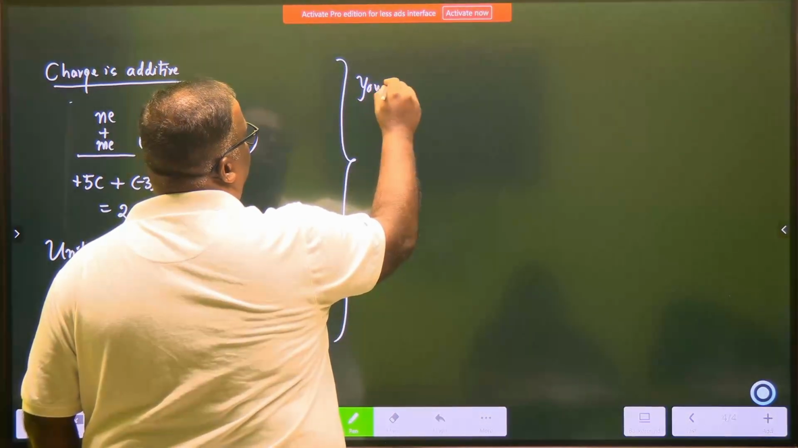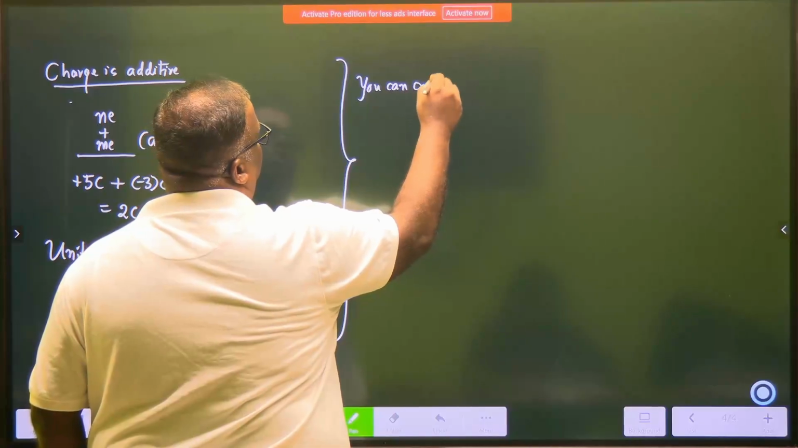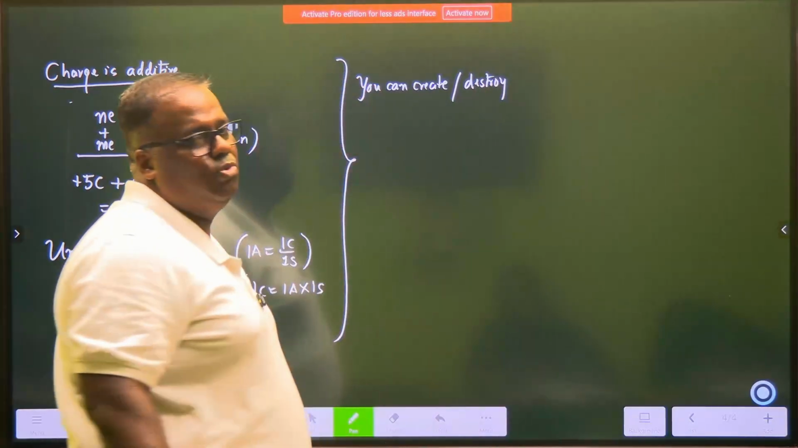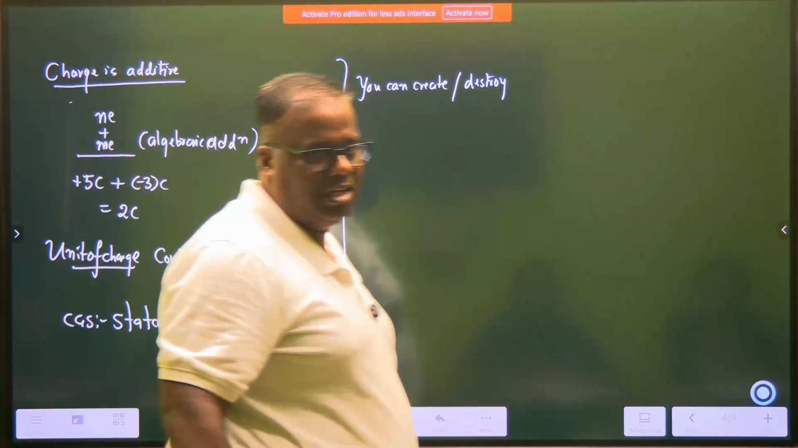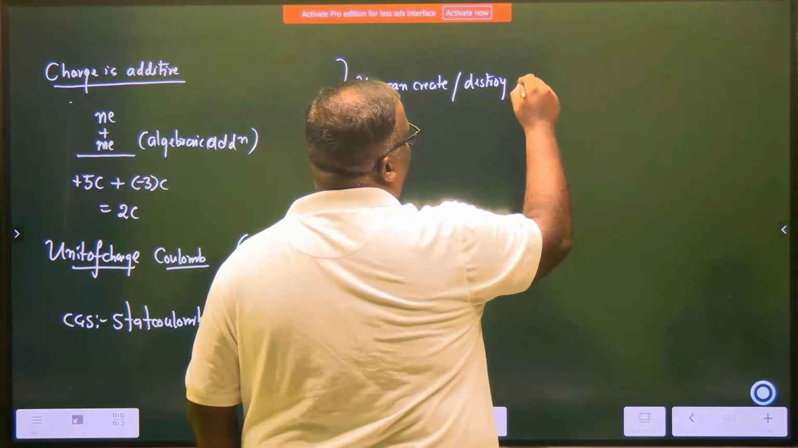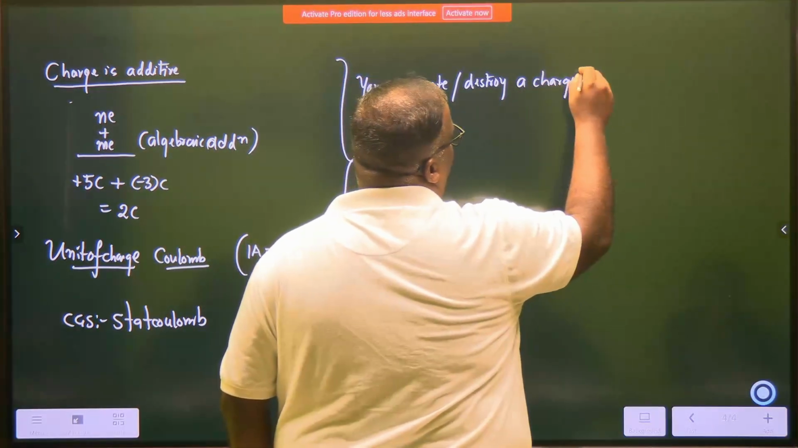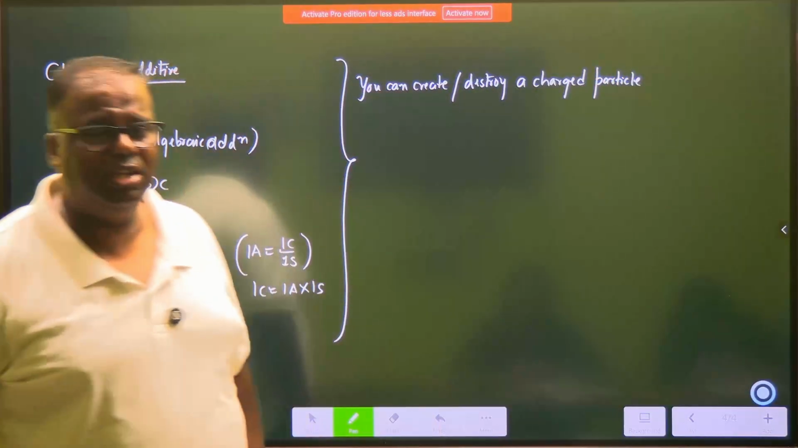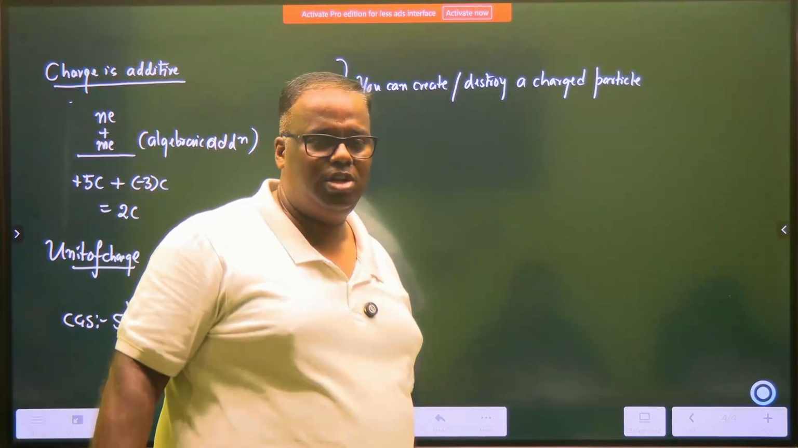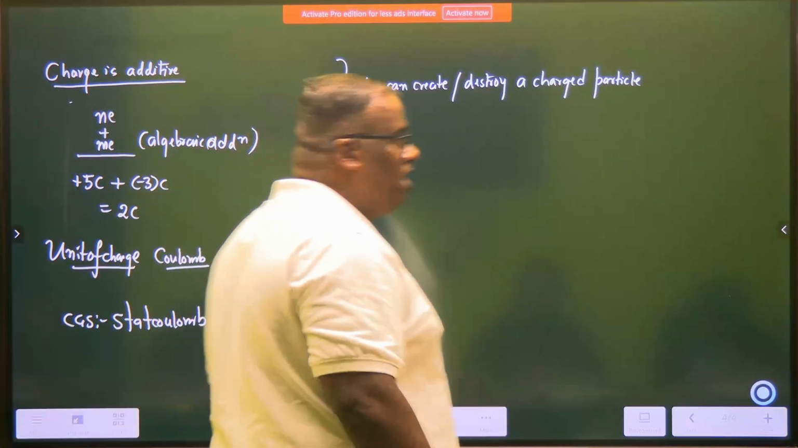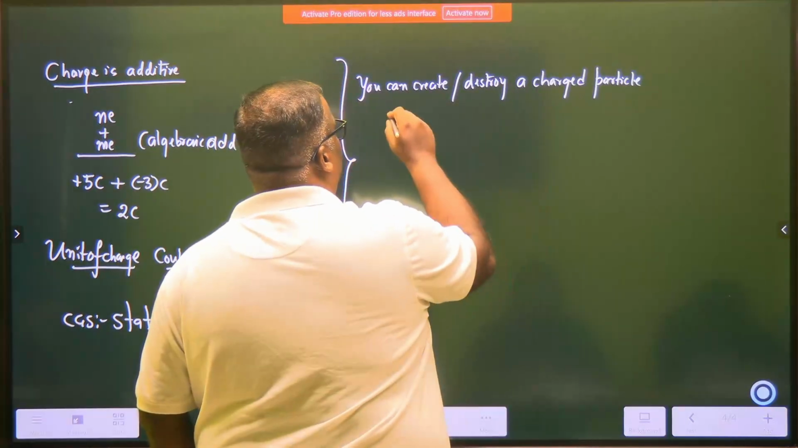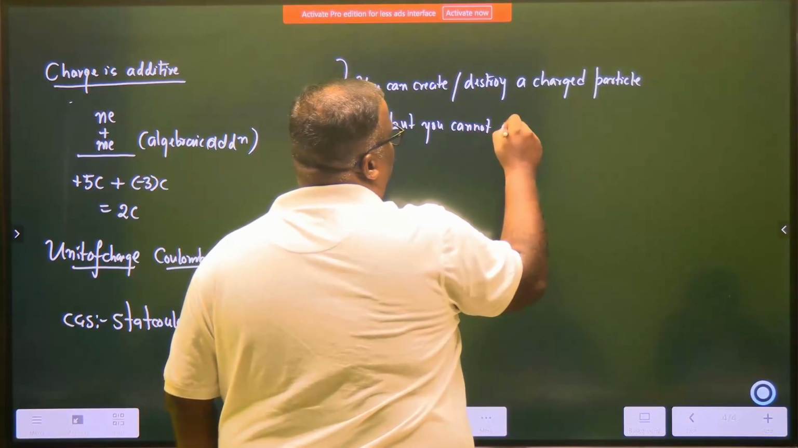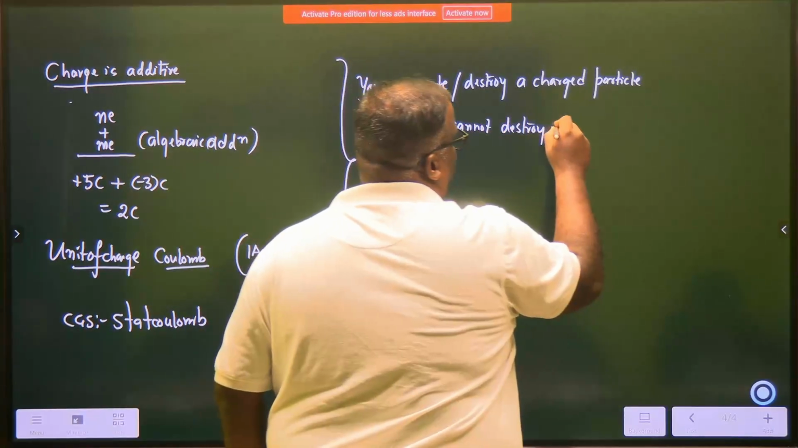You can create, or you can even destroy, or the other word we use is annihilate, A-N-N-I-H-I-L-A-T-E. You can create or destroy a charged particle. Now you will say, sir, how is this possible? Radioactive reactions: you can create a beta particle, you can create a positron. You can eat up a beta particle, you can eat up an alpha particle, you can create or destroy a charged particle, but you cannot destroy net charge.